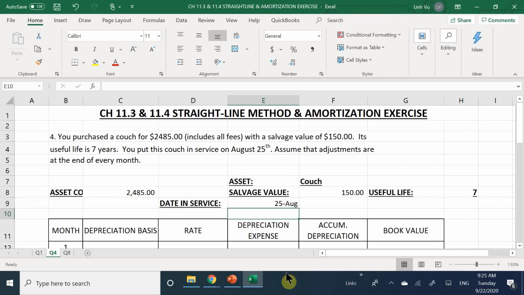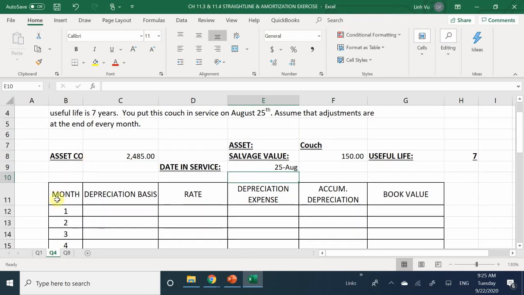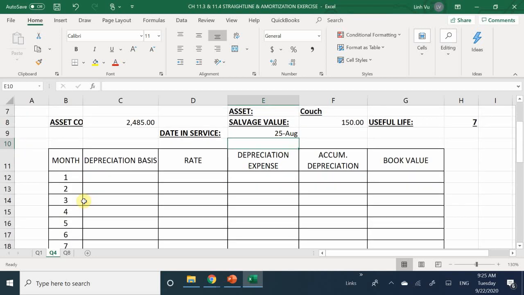So what does that tell me? A couple of months. This couch is only a couple months old if we are going to depreciate it by year. But in this case, this is a special case. We need to depreciate it by month. So, let's go ahead and try to solve for this one.